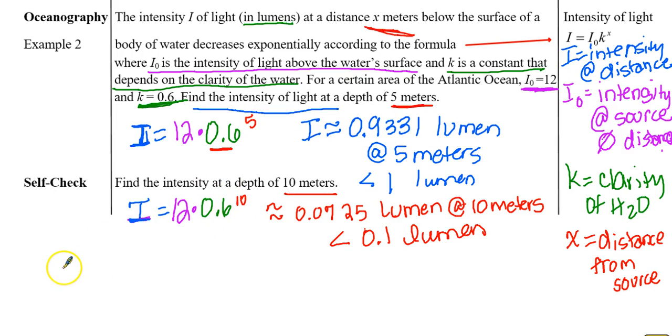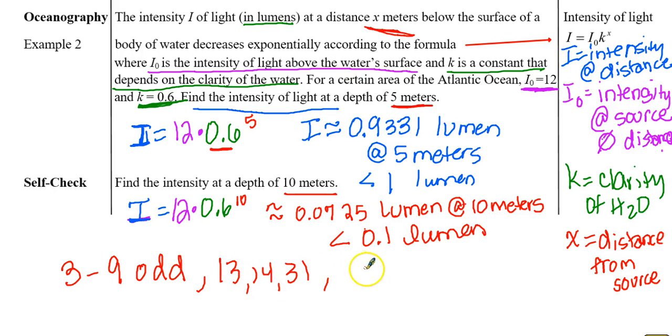Your assignment is to do 3 through 9 odd, and 13, 14, and 31. And if you want some extra practice, 4 through 10 even, extra credit. 5 rounds to the 6. There, I fixed it.